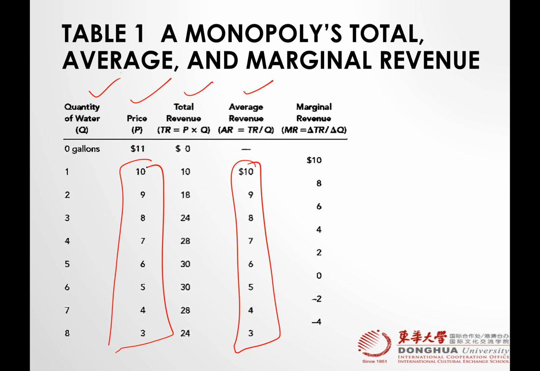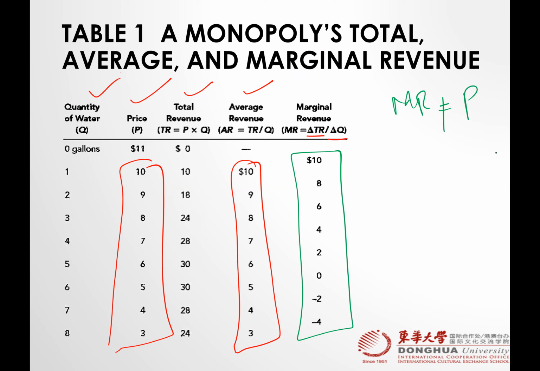And then we talked about marginal revenue. Marginal revenue is the change in total revenue divided by the change in quantity. And then we discussed that marginal revenue is not equal to price, and marginal revenue is not equal to AR, right? And then we discussed that the marginal revenue can also be negative. How can marginal revenue be negative? Here is the proof, right?